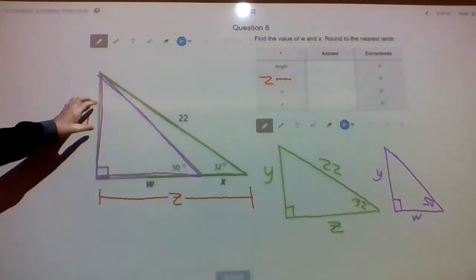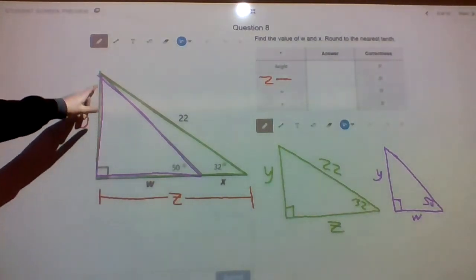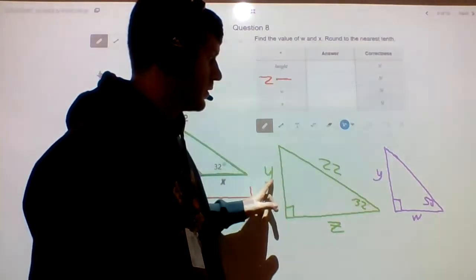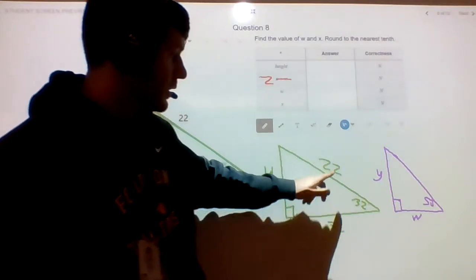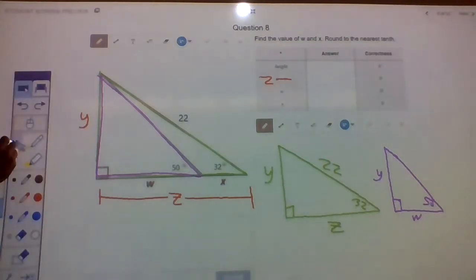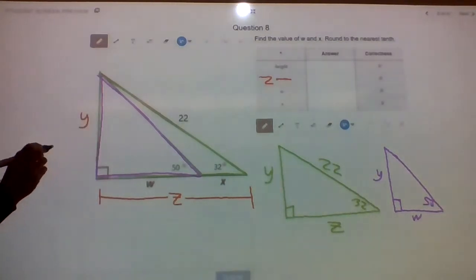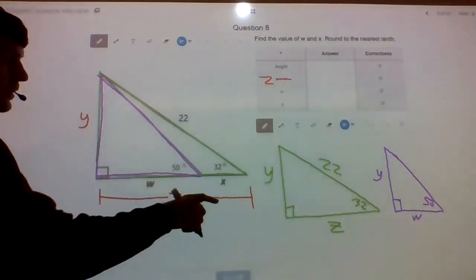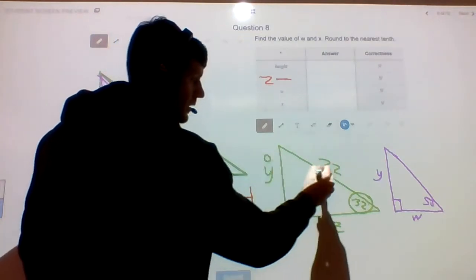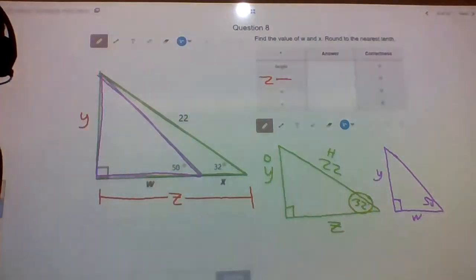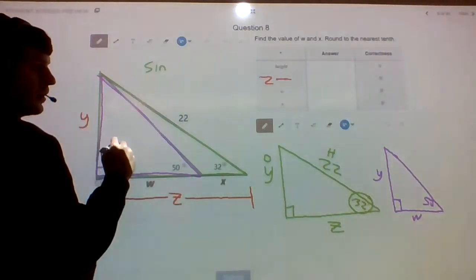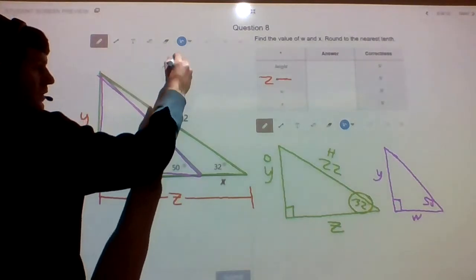First thing I'm going to want to find is the height of our triangles. I want to find the height of the big triangle and the purple triangle. They're the same. They're both y. So we can use the hypotenuse of the green one, the big one, to find y. I'm going to use the green for the green triangle. So circle our angle, opposite and then hypotenuse. Okay, so we're going to do sine of 32.